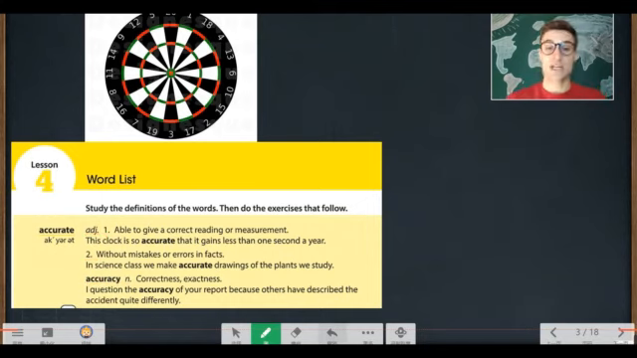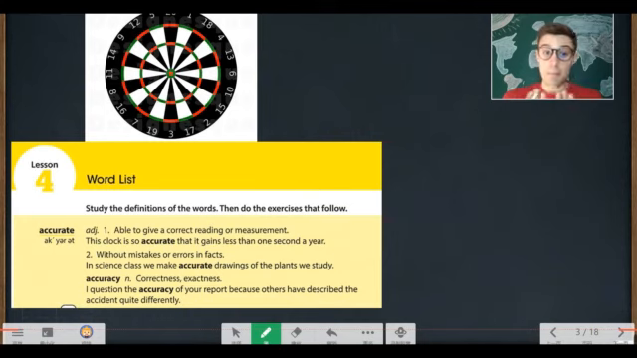The first adjective meaning for accurate means able to give a correct reading or measure. This clock is so accurate that it gains less than 1 second a year. Wow! Is your watch very accurate or not accurate? Second adjective meaning is without mistakes or errors in facts. In science class we make accurate drawings of the plants we study.